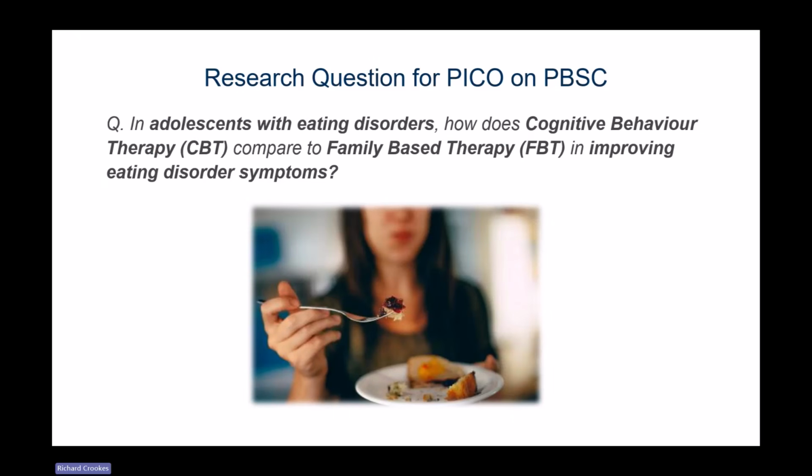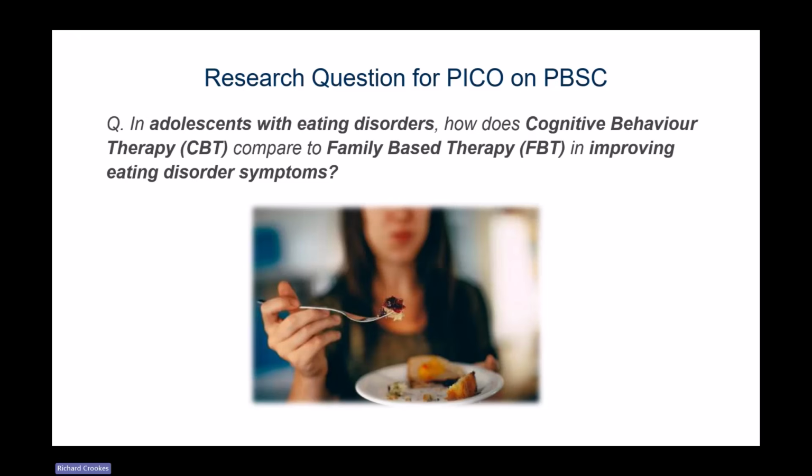We have a research question for this particular webinar, so you can see that on screen now. So in adolescents with eating disorders, how does cognitive behavior therapy, or CBT, compare to family-based therapy, FBT, in improving eating disorder symptoms? So you can see here, I've highlighted the key elements. Again, you can see almost immediately how they would relate to the PICO framework. We've got the population group, adolescents particularly, so there's an age group, but they also have the underlying condition of eating disorders. Then we've got an intervention, cognitive behavioral therapy, or CBT, a comparison with family-based therapy. And of course, the outcome here is to improve eating disorder symptoms.